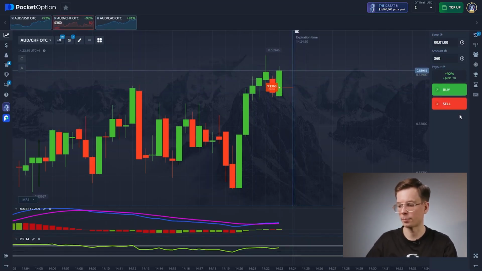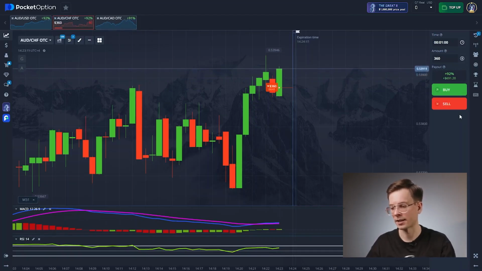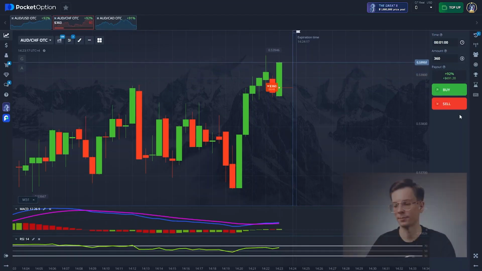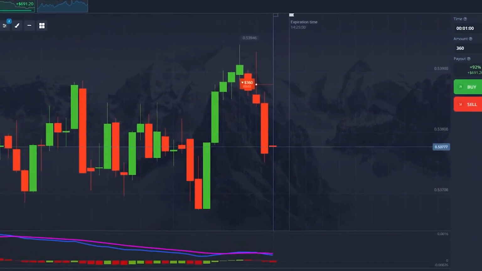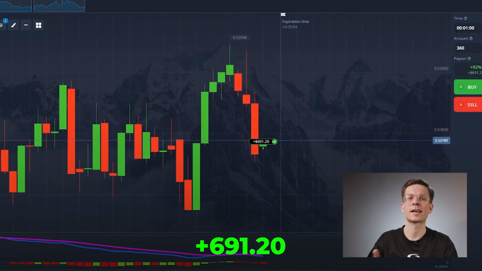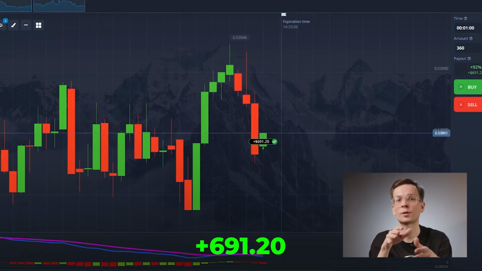A familiar reversal pattern formed on the chart, followed by a downward candle. That confirmed the signal, so I decided to go down. The market moved just as the setup suggested. Now it's important to stay calm and stick to the steps of the strategy.